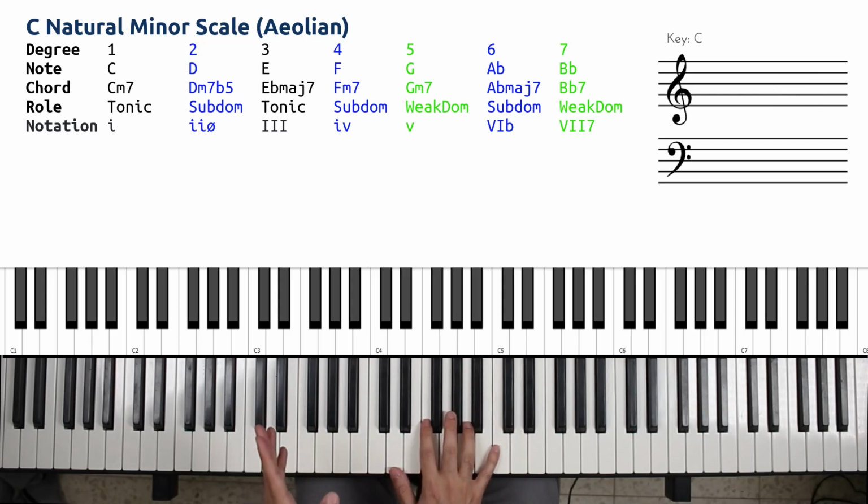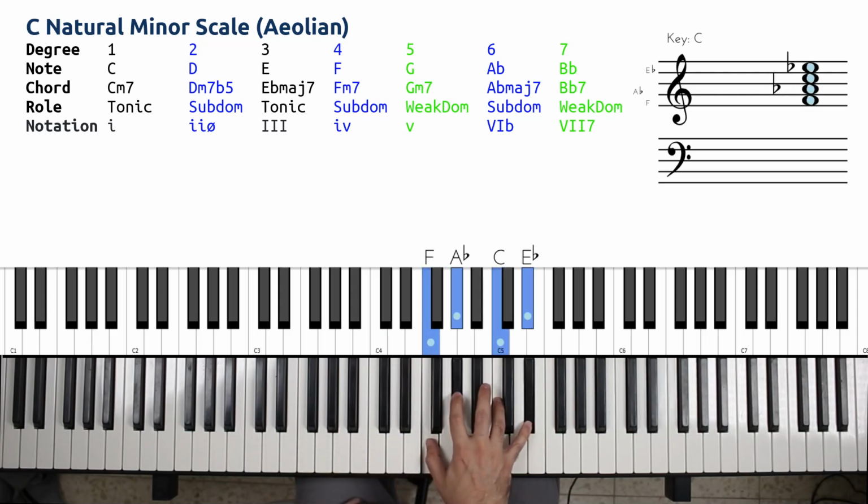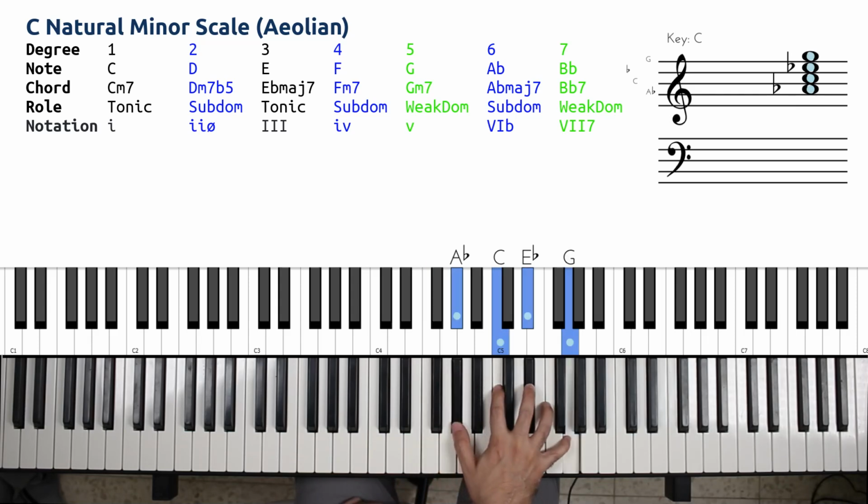The second, fourth, and sixth degrees all play the role of a subdominant. So the D half diminished, F minor 7, and A flat major 7.